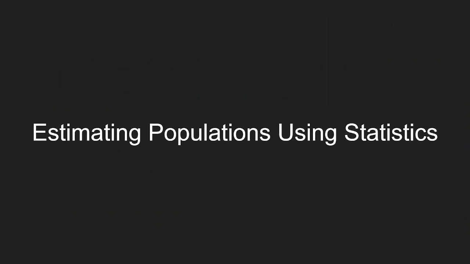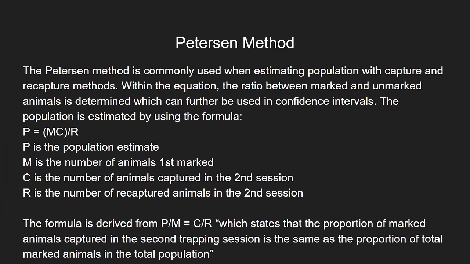Estimating populations using statistics. So with the information from capture and recapture methods, we can estimate population sizes, and we want to be able to do this so that we know how environmental factors impact populations. The most common way to do this is by using the Peterson method. This method creates a ratio, or rather a proportion, between the number of marked and unmarked animals captured. We can then use this proportion to estimate the entire population of such species. Later on, we can also use this proportion in confidence intervals to see how accurate our estimate was.